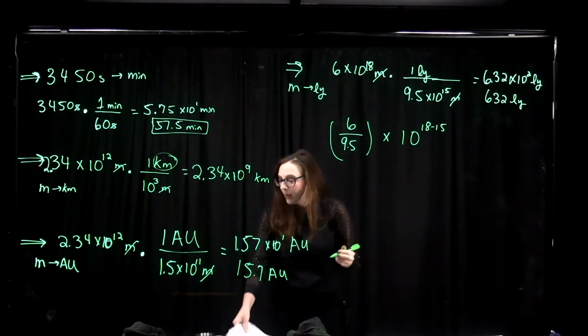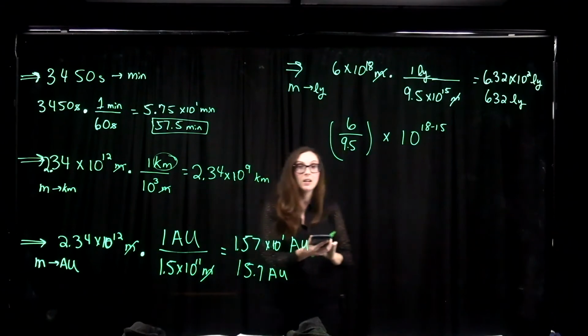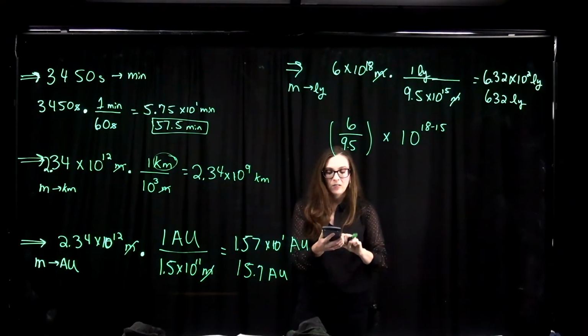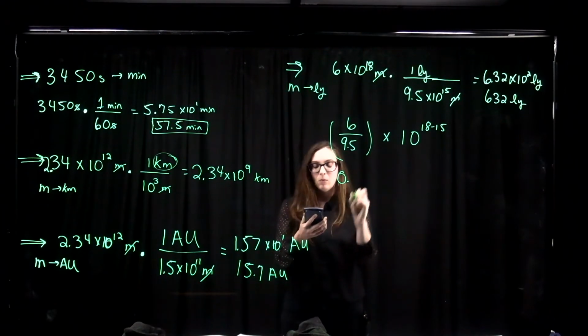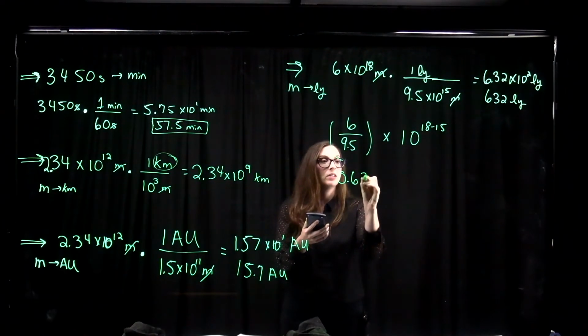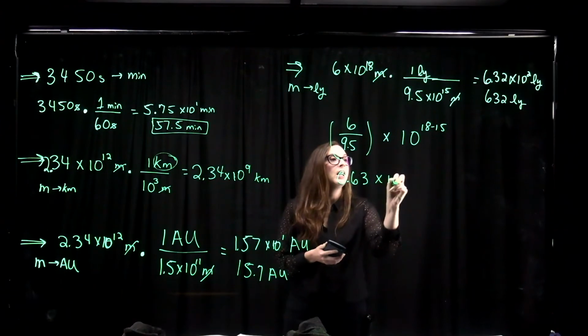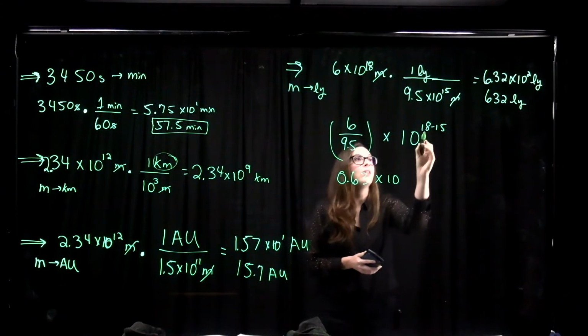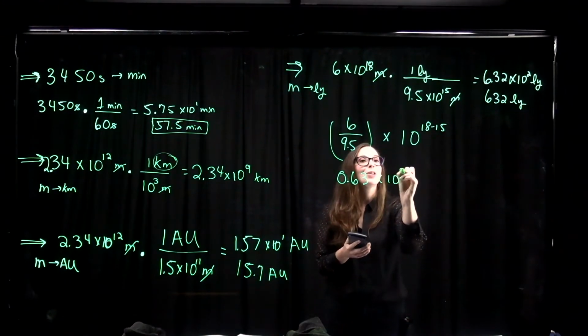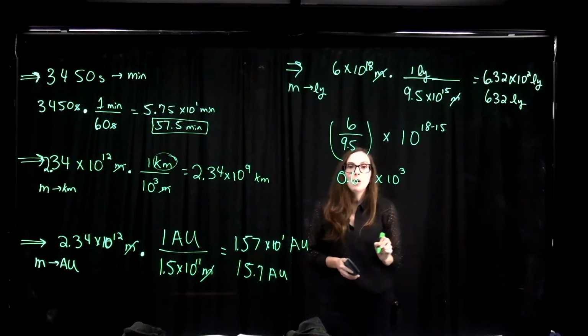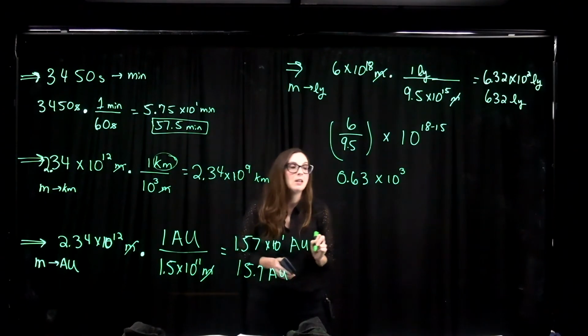So 6 divided by 9.5, that's going to be a number smaller than 1. 6 divided by 9.5 is 0.63. Let's just go to two significant figures, 6.3, times 10 raised to the power of 18 minus 15, which is 3, okay? So 0.63 times 10 to the power of 3.